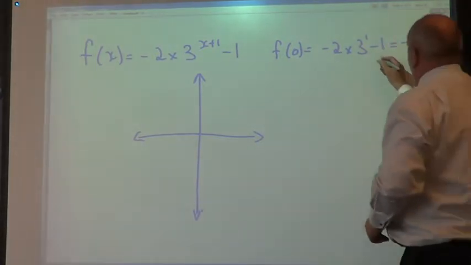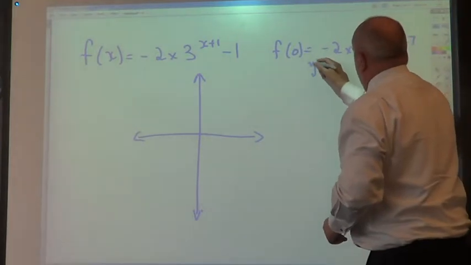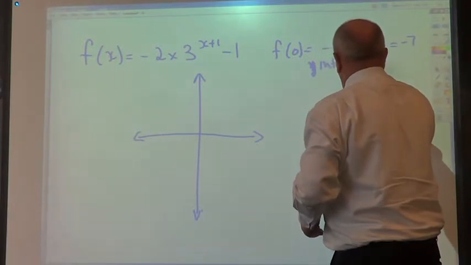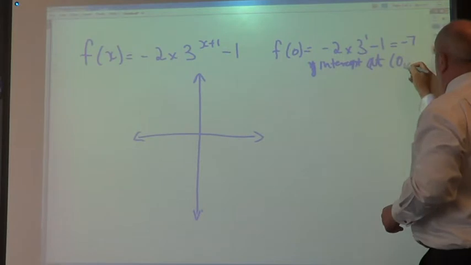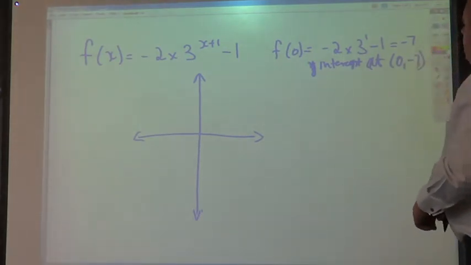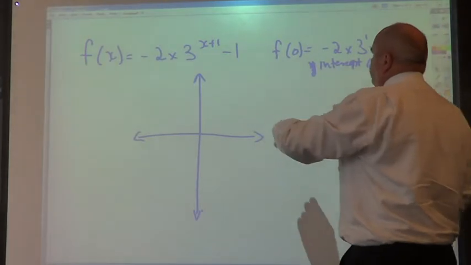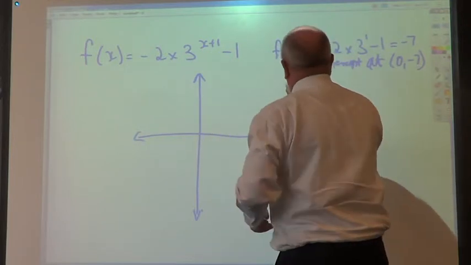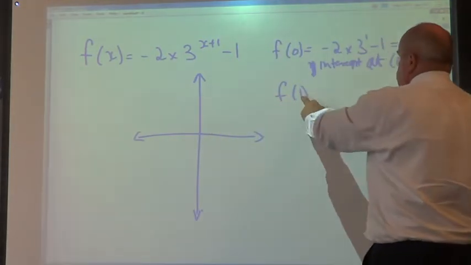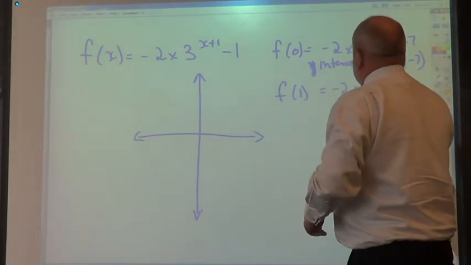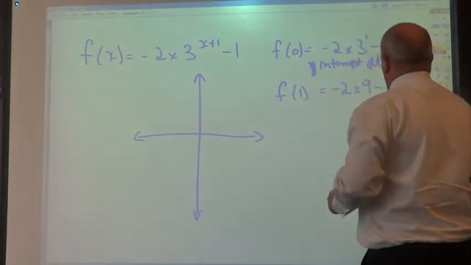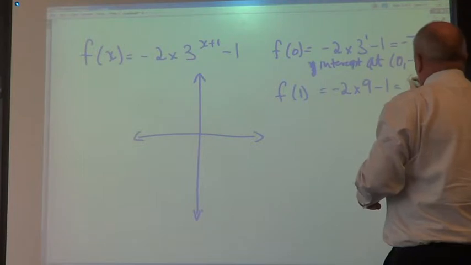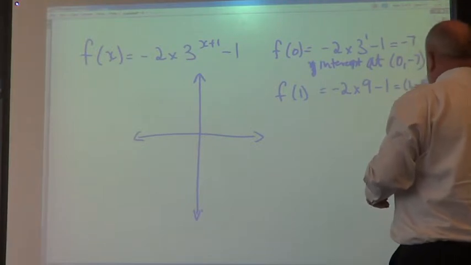So I have a y-intercept, let's note that down, at 0, negative 7. What's another convenient value? Well, anything will do. I've substituted the 0 in. What about 1? So when I substitute 1 for x, I get negative 2 times 9, minus 1 equals negative 18, so negative 19. So 1, negative 19 is going to be another plot point.